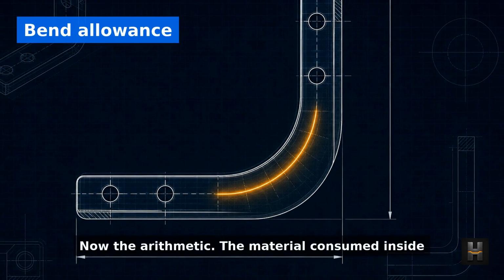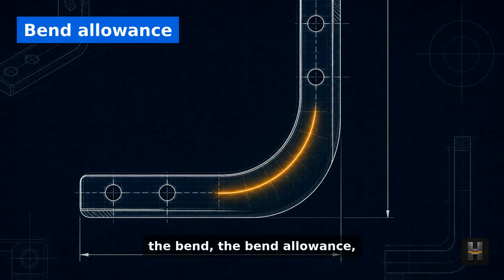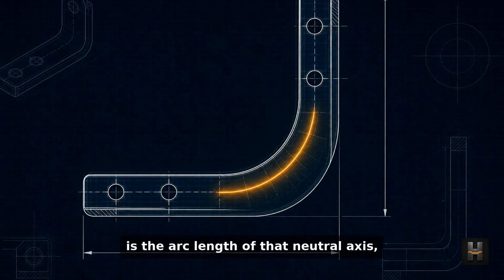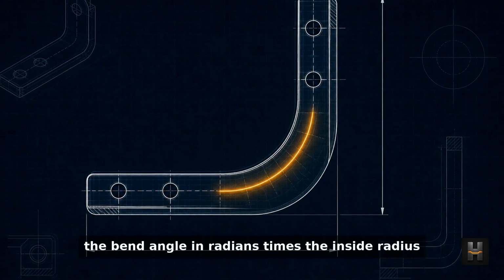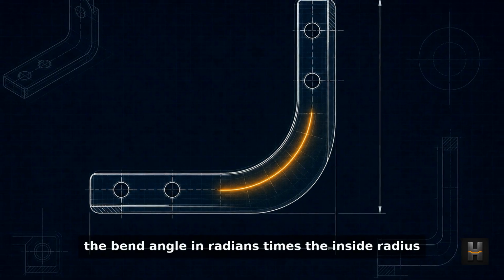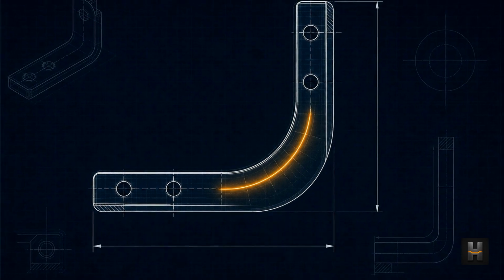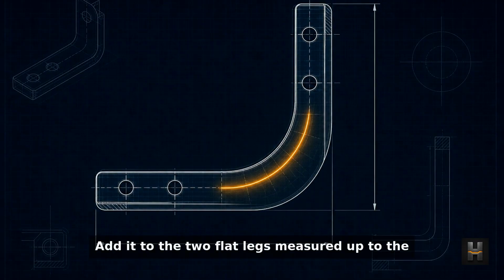Now the arithmetic. The material consumed inside the bend, the bend allowance, is the arc length of that neutral axis: the bend angle in radians, times the inside radius plus K times the thickness. Add it to the two flat legs measured up to the start of the bend, and you have your blank.